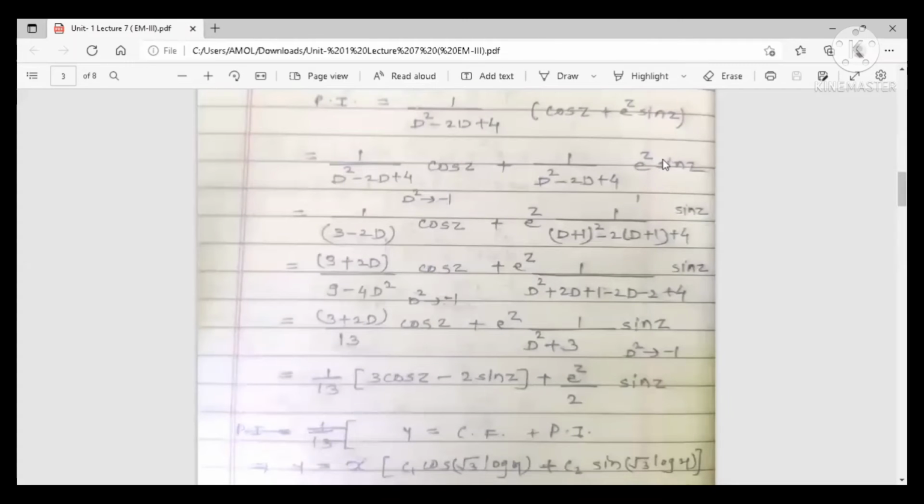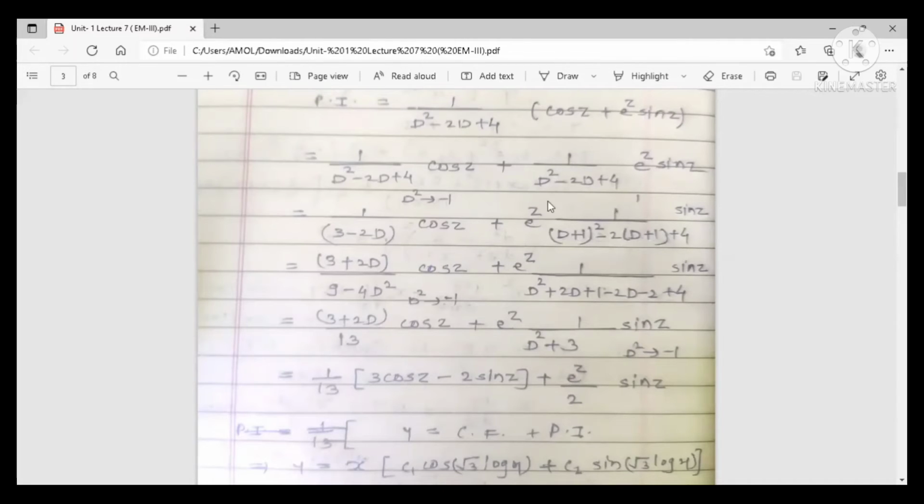Now the second term is e raised to z into sin z. Here use case 5, or type 5, of the shortcut method, because there is a product of two functions. One of them is exponential and the second one is trigonometric. So you replace d by d plus 1, because we are going to solve for the exponential function first. e raised to z stays as it is, since its coefficient is 1. Replace d by d plus 1 in every term. So the denominator is d plus 1 whole square minus 2 into d plus 1 plus 4, into sin z.